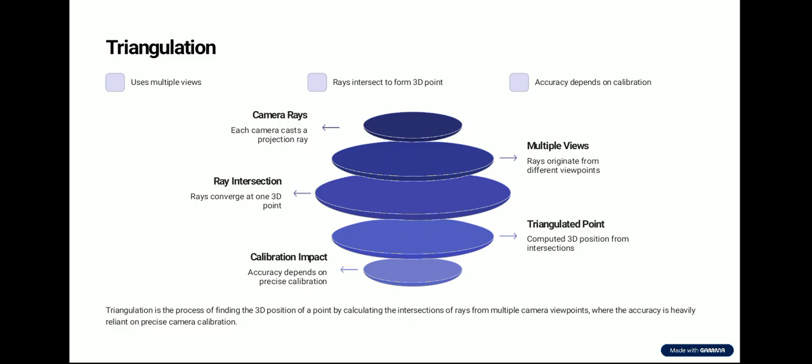Next is triangulation. Triangulation uses multiple views to estimate a 3D point. Each camera forms a ray toward the object, and the intersection of these rays gives the 3D position. The accuracy depends on proper camera calibration and correct matching.